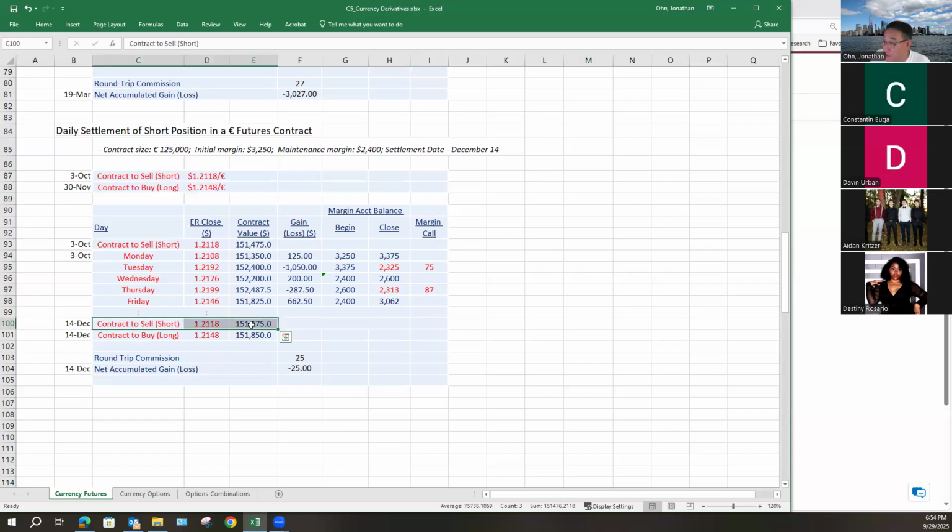Now, for your short position, it is your right to contract to sell your currencies, right? So from that short position, you expected to get this amount.